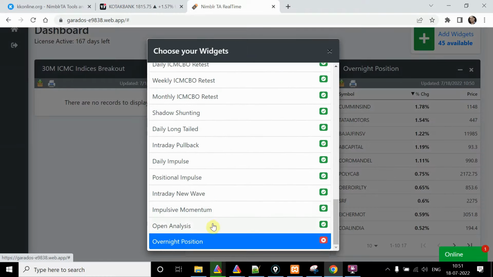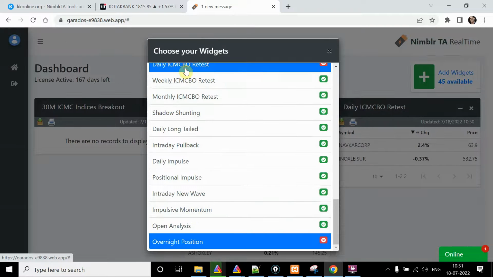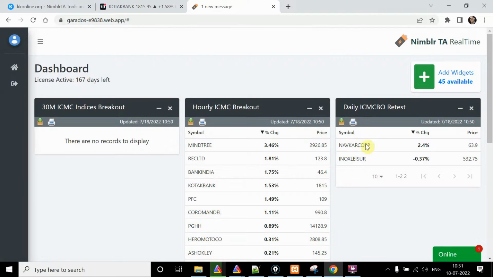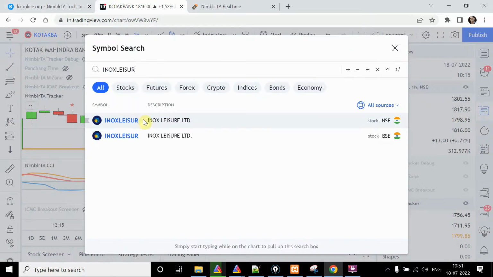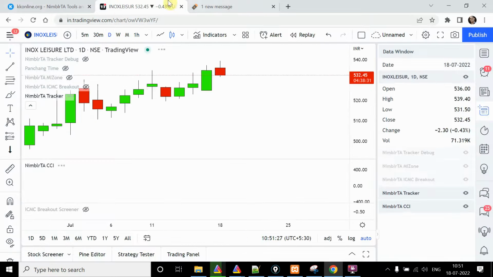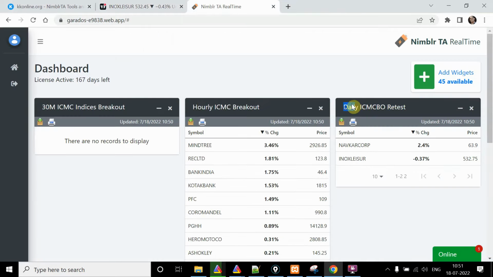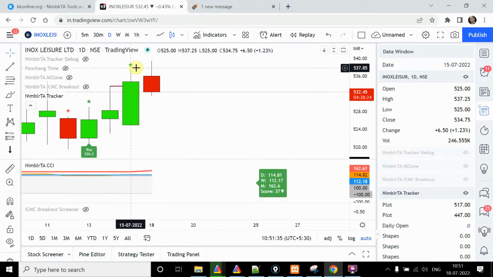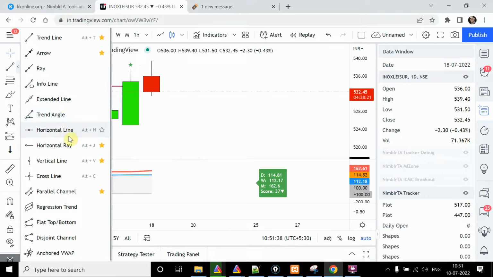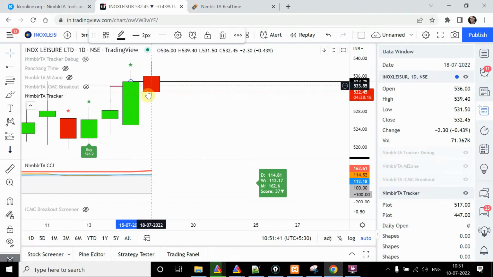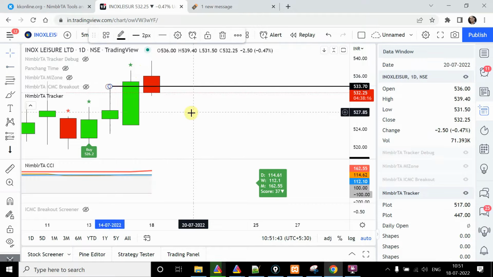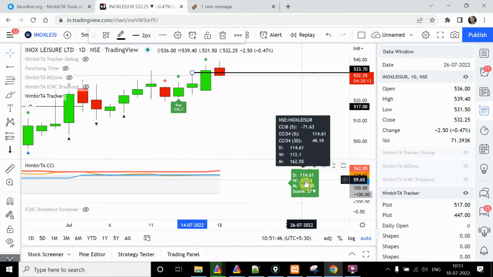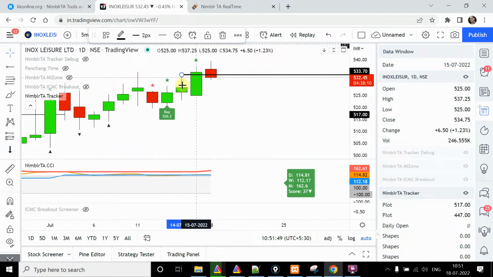Moving further, we have discussed multiple retest parts now. So let's discuss it. So daily, weekly and monthly retest. If you see Inox Leisure over here is giving an ICMC breakout and now it is giving a retest. It is ICMC breakout on daily basis and it is giving a retest. So if I would like to take a retest entry, ICMC breakout has already happened. And at this very moment, if I check, this is the retest which is happening at this level, right? So if I want to take a position based on the higher time frames, I can easily take that position.